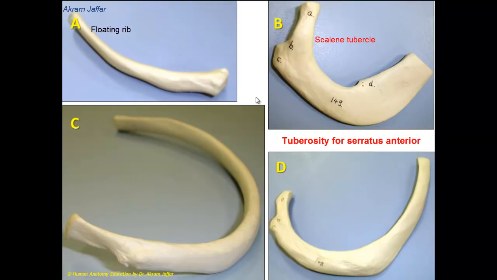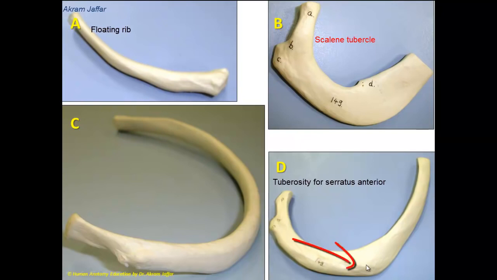Tuberosity for serratus anterior. This is a characteristic feature for the second rib, and in D we can see this is the second rib. It looks like the typical rib, but it is characterized by the presence of a big tuberosity here for the attachment of serratus anterior muscle. In fact, serratus anterior muscle is attached by 8 digitations to the upper 8 ribs, but specifically in the second rib, the attachment to the bone imprints a big tuberosity for serratus anterior, but this does not mean that serratus anterior is not attached to other ribs extending from the first to the 8th rib.